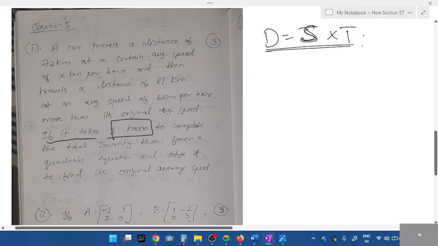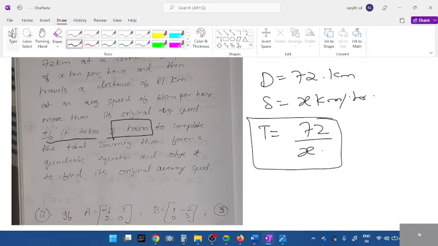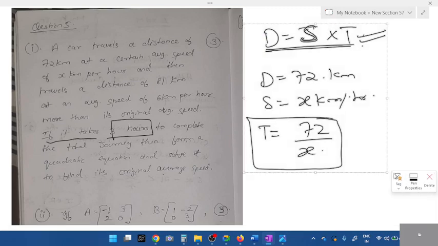Let us read from the first line. A car travels a distance of 72 at an average speed of x kilometer per hour. If distance and speed are given, what is the time formula? Distance divided by speed. So for the first distance, time is calculated.